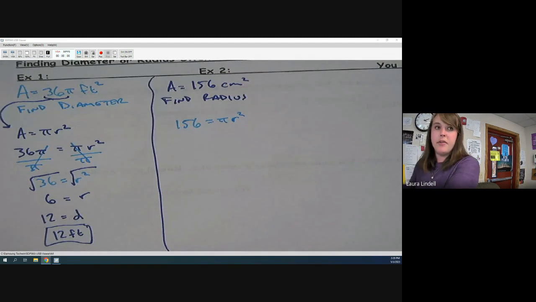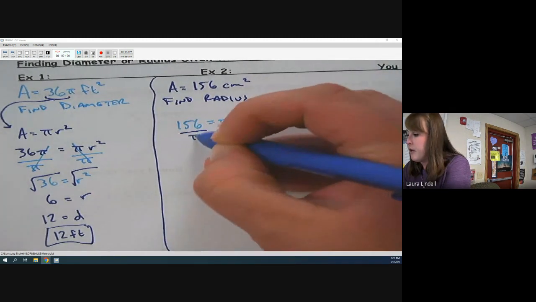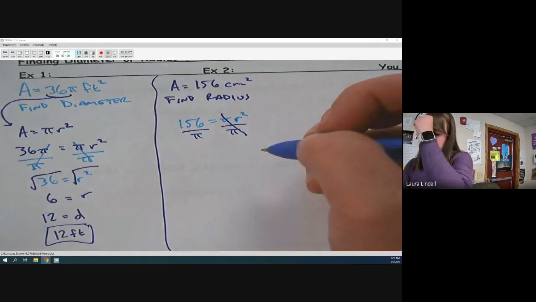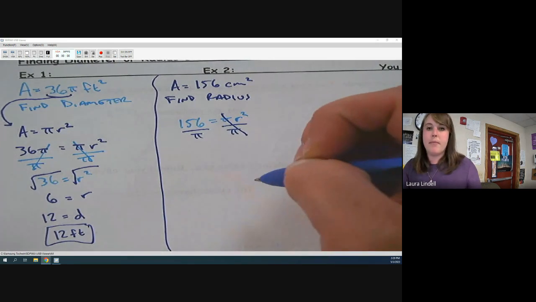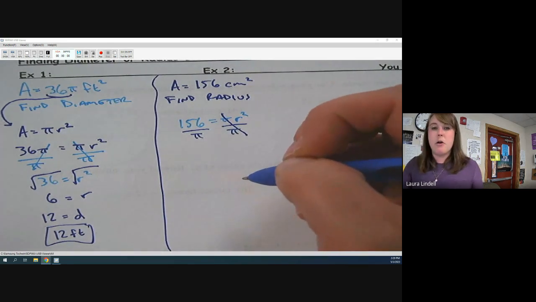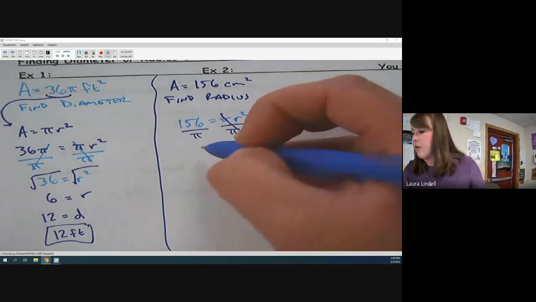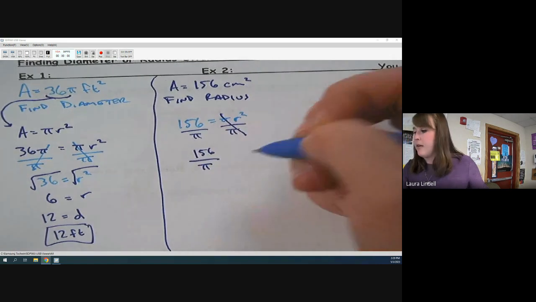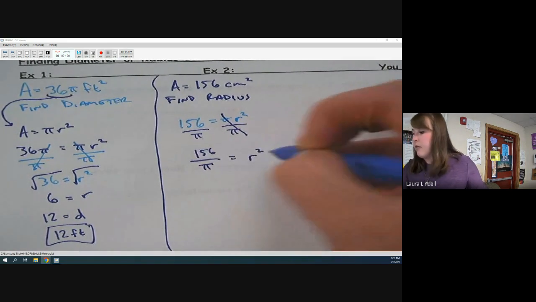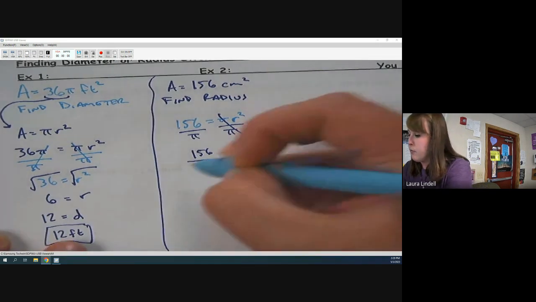And we start off the same process even. We divide by pi on both sides. But 156 divided by pi isn't really a nice number to work with here. We're going to leave it like that just for a moment, though, because the next step we're going to end up putting stuff into our calculator. So let's rewrite this as 156 divided by pi just for a moment equals r squared. So if we do that, the next thing that we would do is square root both sides.